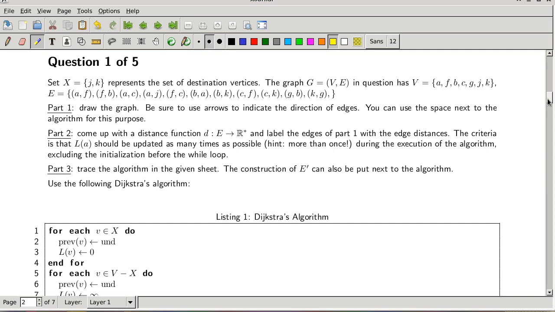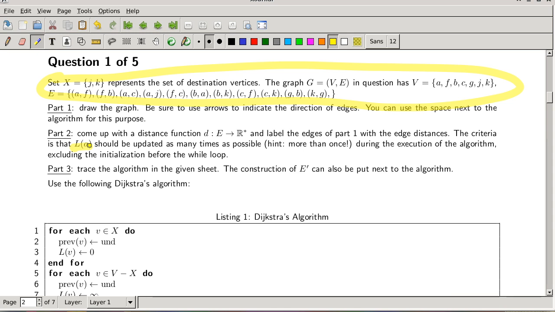Part two is to come up with a distance function d and label the edges of part one with the distances. The criteria is L of A should be updated as many times as possible. So you can see the first part of the question does not give you the distance functions. The distance function is not presented here because I want you to come up with the distance of all the edges, to maximize the number of times that L of A is updated using Dijkstra's algorithm.